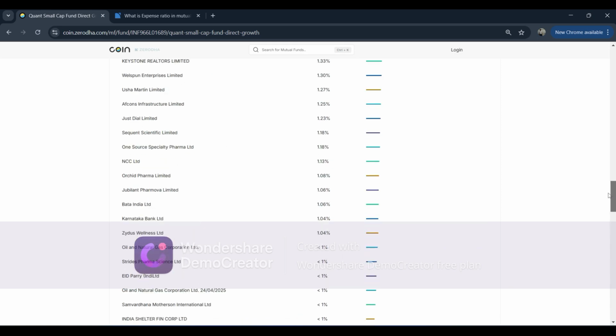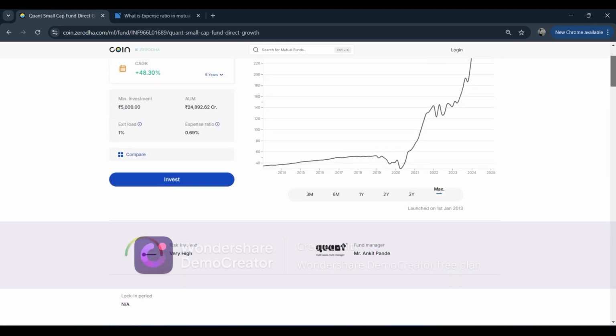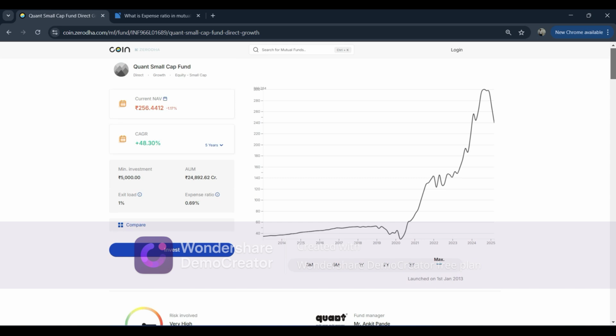So this is the complete details of the Quant Small Cap Fund that we have discussed today. Hopefully you must have got an insight into exactly how the Quant Mutual Fund is shown to you when you go for investment. So what are the things that you need to really look at? So this is the thing.